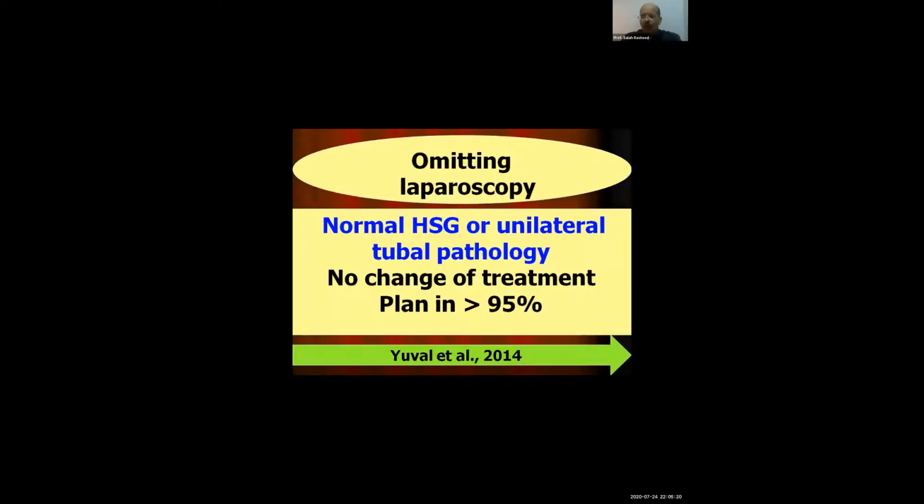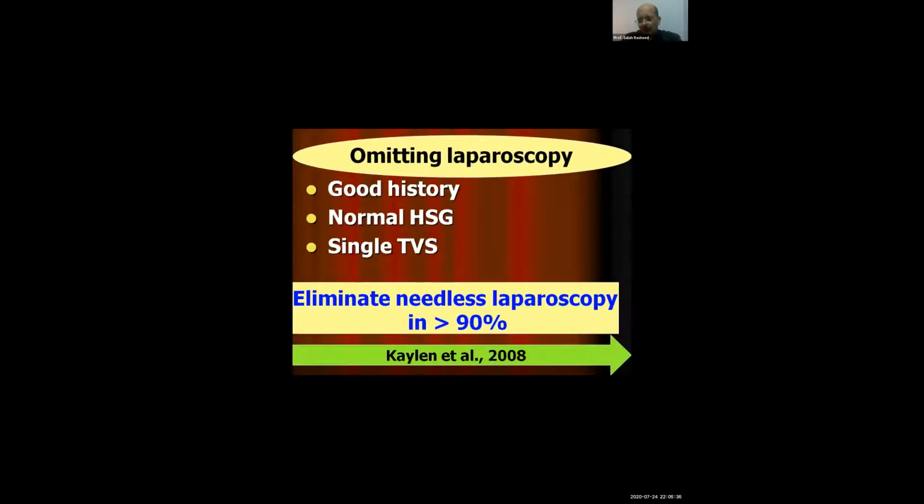The opponents of laparoscopy have many arguments, and many studies indicated that in women with normal hysterosalpingography or even unilateral tubal pathology with hysterosalpingography, laparoscopy, if it is done, will never cause a change of the treatment plan in more than 95% of these patients. Another study concluded that after good history taking with normal hysterosalpingography and single transvaginal sonography conducted by an experienced hand, it could eliminate unnecessary laparoscopy in about 90% of these women.